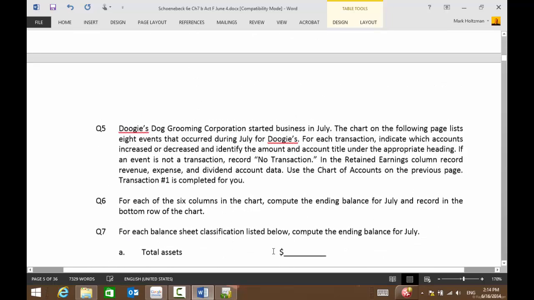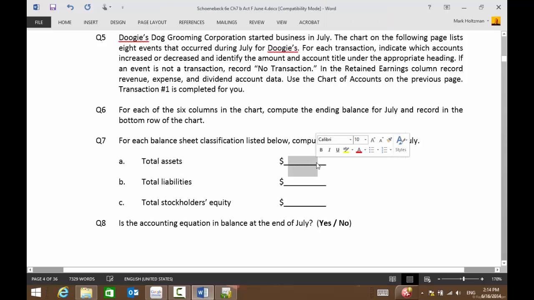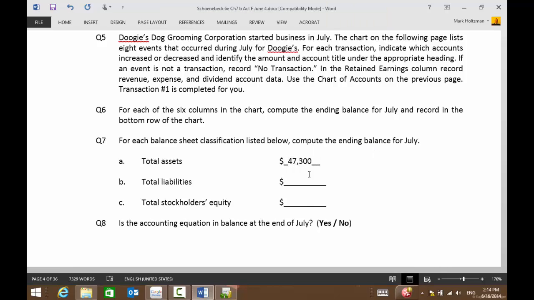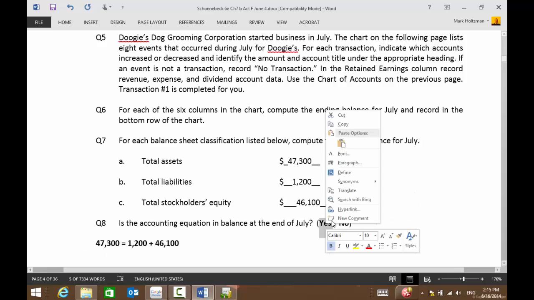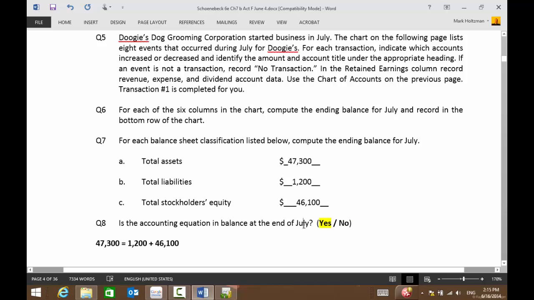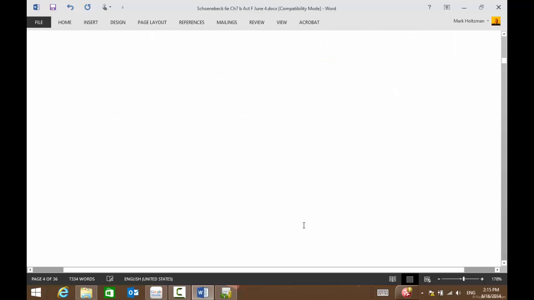Look here, total assets is 47,300, total liabilities is 1,200, and total stockholders' equity is 46,100. If you add up those two columns, common stock and retained earnings, 47,300 equals 1,200 plus 46,100, because assets must always be equal to liabilities plus stockholders' equity. Always. All right, let's take a break.